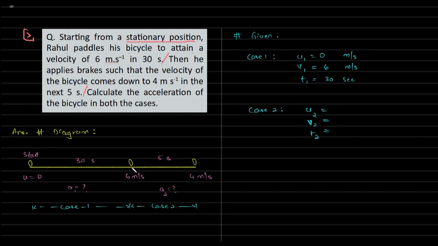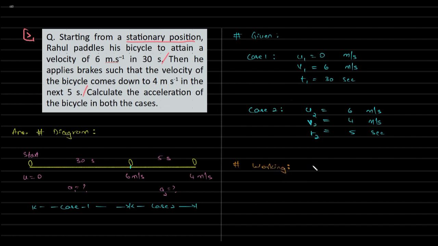So in case 2, the kid is starting off with an initial velocity of 6 meters per second. And the final velocity he ends up with is 4 meters per second, and the time he takes is 5 seconds. I hope you guys got the difference. Here the initial velocity is 6, not 0. Not all the time will it be 0. And now we have the working.